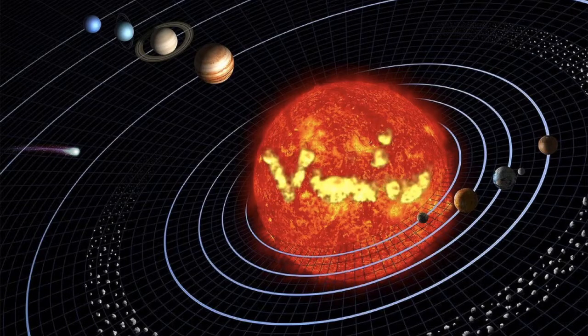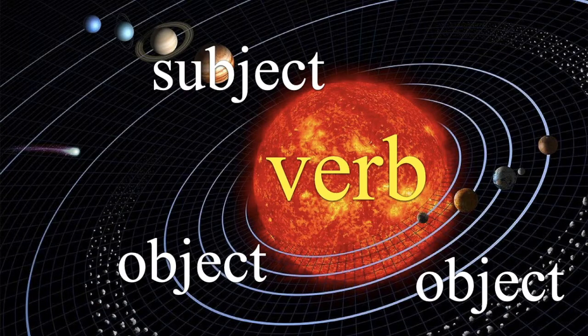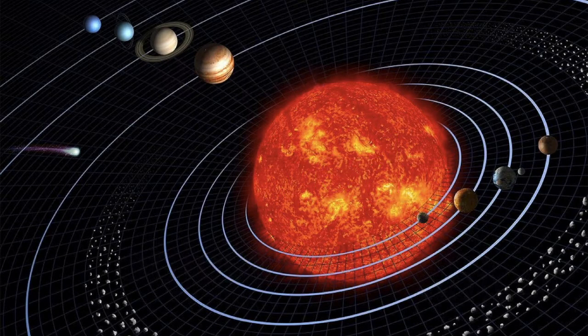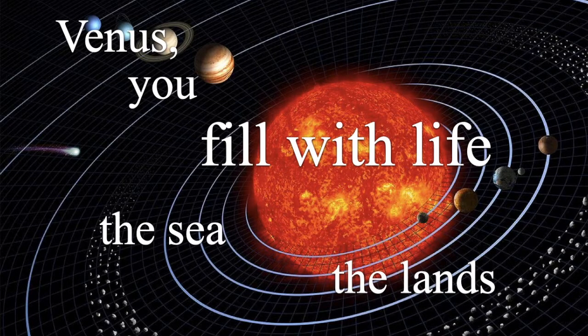In the last video, we saw how the verb ordered the words of this poem in a meaningful way by pointing to a subject and establishing an action that is received by direct objects. Venus, you fill with life the sea, the lands. But there are still words in this poem that haven't found their place here in our translation.